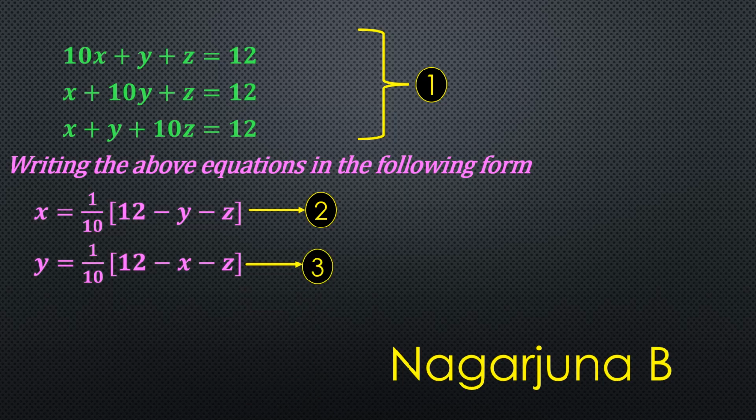Now consider the third equation among the system of linear equations 1, that is x plus y plus 10z is equal to 12. This we can write as 10z is equal to 12 minus x minus y. Since we want to find the value of z, we can write z is equal to 1 divided by 10 into 12 minus x minus y, and consider this as equation number 4.